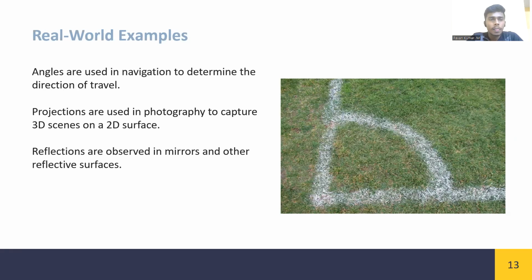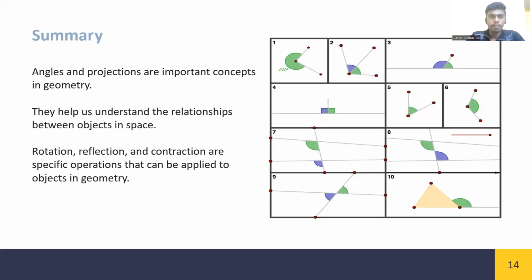Real-world examples. Angles are used in navigation to determine the direction of travel. Projections are used in photography to capture 3D scenes on 2D surfaces. Reflections are observed in mirrors and other reflective surfaces.